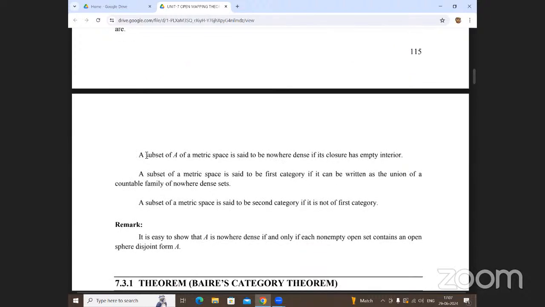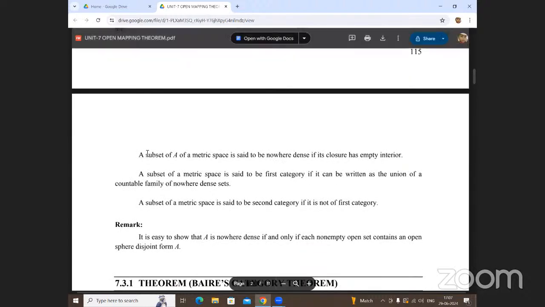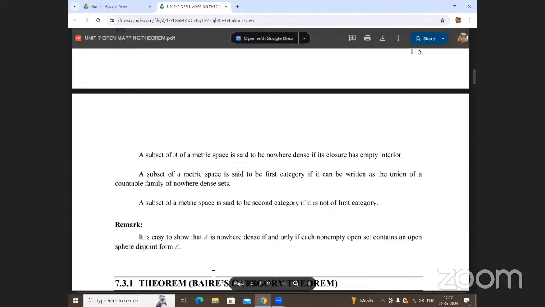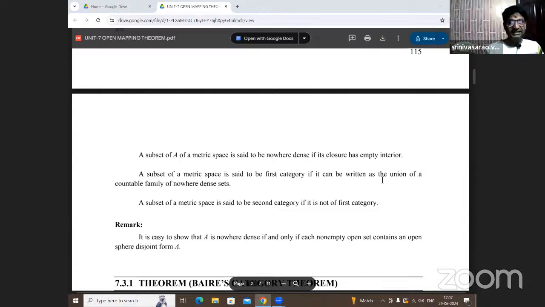Once again, we have discussed those definitions: nowhere dense, first category and second category. Now what is nowhere dense? Here we take any metric space. Please see this one.